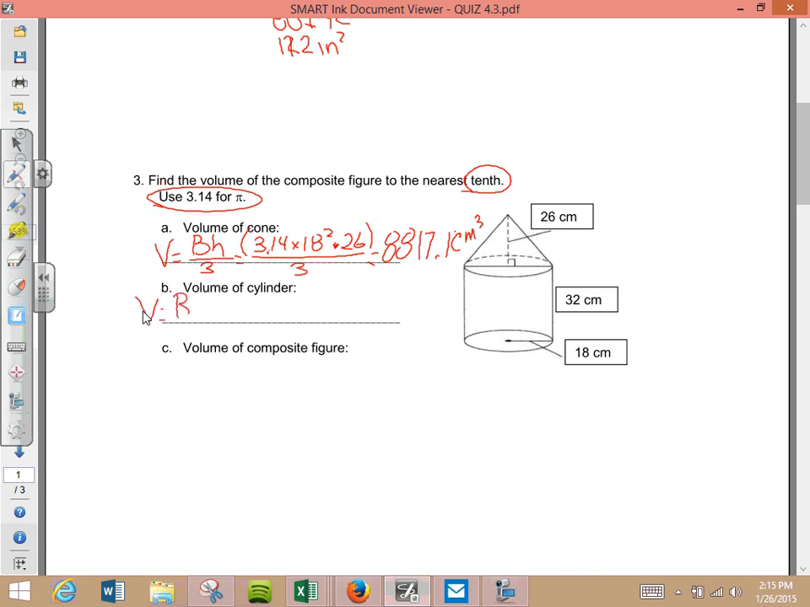That'll be area of the base times height. That's it, right? So 3.14 times 18 squared times 32. That's it. You can put it in the calculator the way it is. Again, you need to use your formulas. Now, you used the wrong formula then, because we don't divide for the cylinder.